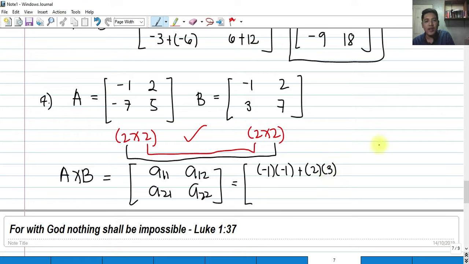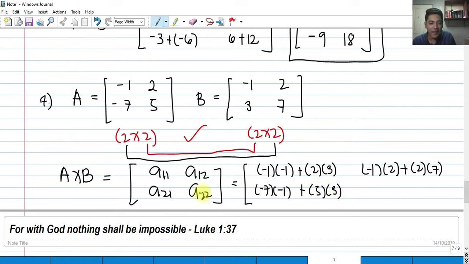Okay, that's for A11. A12, row 1, column 2. So we have -1 times 2 plus 2 times 7. For A21, row 2, column 1, that is -7 times -1, plus 5 times 3. And for the last element, A22, we have row 2, column 2. So that we have -7 multiplied by 2 plus 5 times 7.